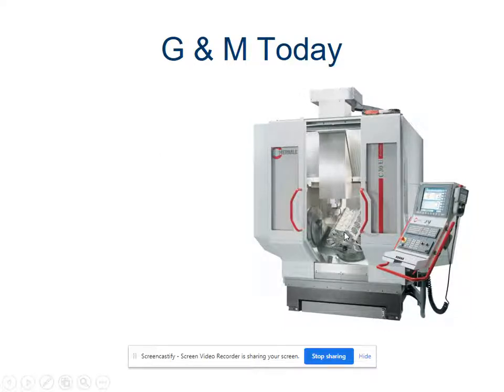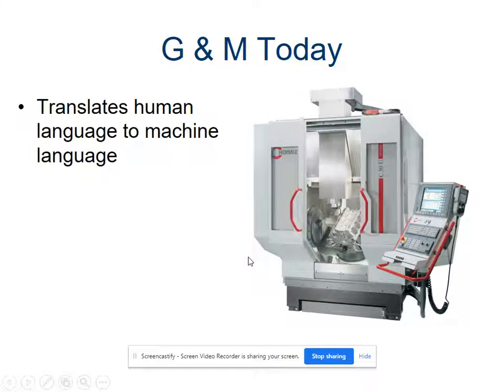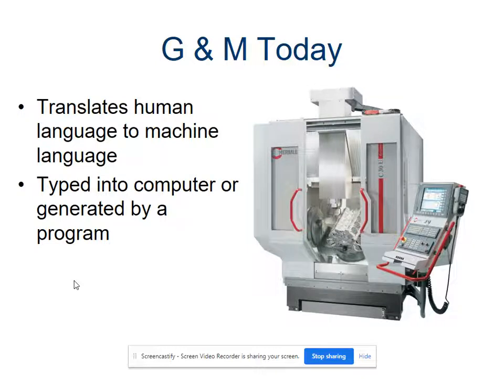This is a pretty big machine. If you take a look at the picture up here, what they're doing is machining an engine block, okay? And what G&M code does, as I've kind of alluded to already, is it translates human language into a machine language.